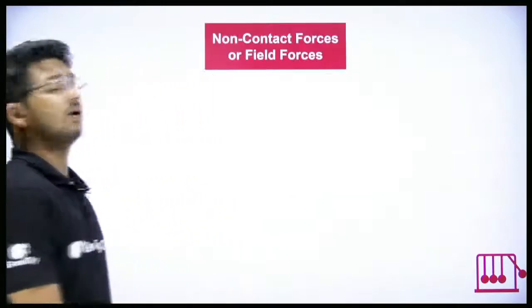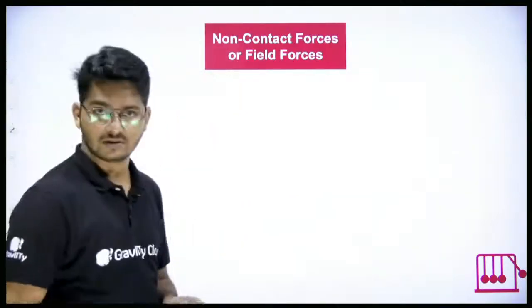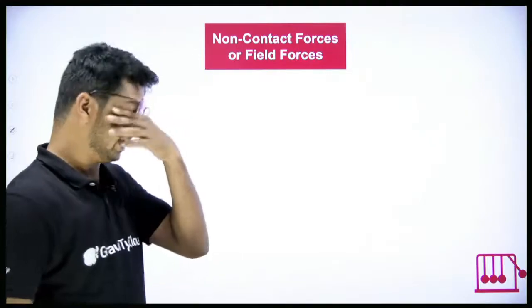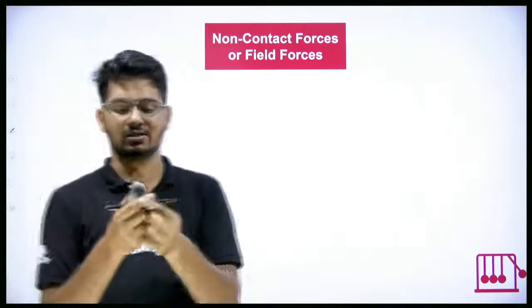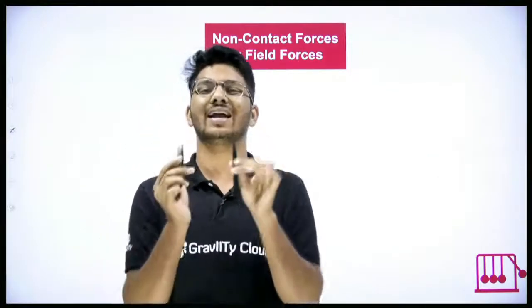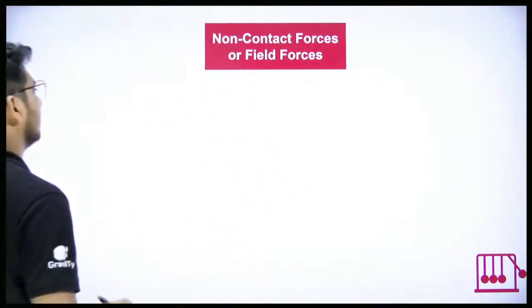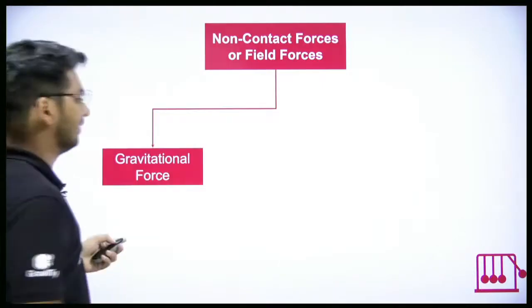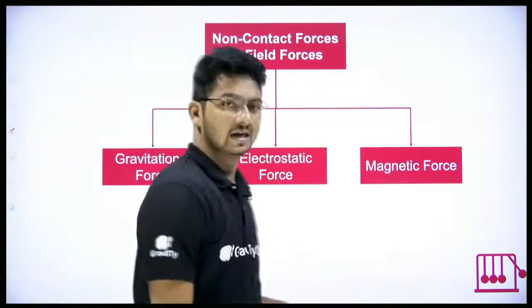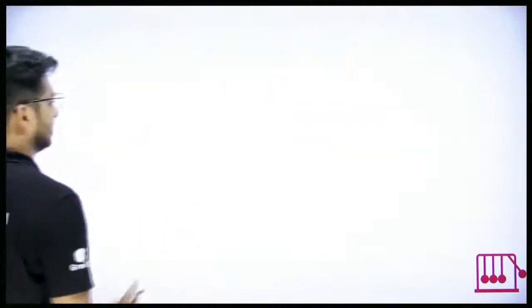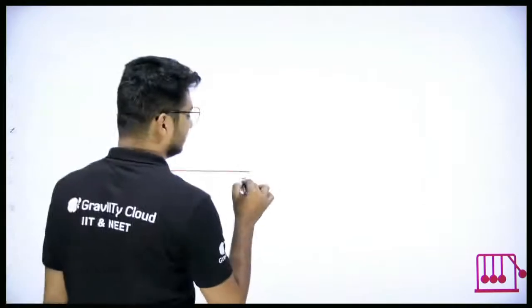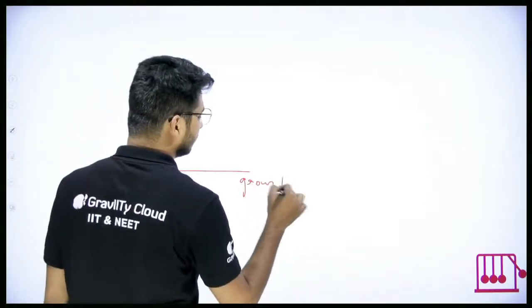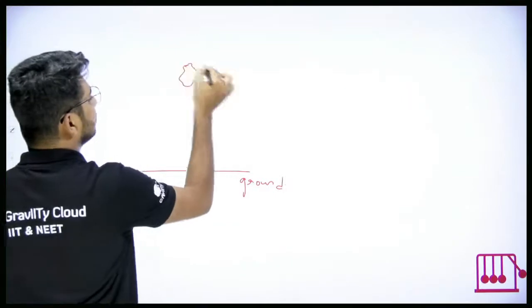Now, we'll go into non-contact forces, also called field forces. These are the forces that act even when two objects are not touching each other. That is, when two objects are far away. So what are they? Simple examples: gravitational, electrostatic, magnetic. I'll go into the explanation, don't worry. When we talk about gravitational force, let's say this is the ground, and let's say this is any object.